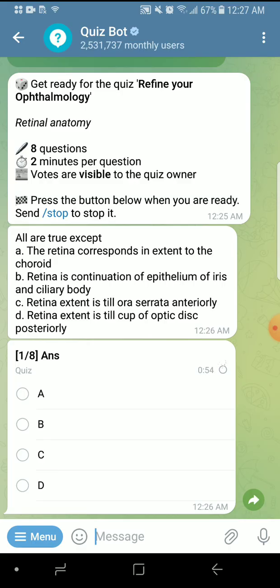So even if you don't know statement number B or statement number A, C and D statements you should have known. And what is the extent of the retina? Because that's the first statement you study in the retina. That retina extends from the ora serrata to optic disc margins, not till the cup of the optic disc. It is still margins of the optic disc. And that is the answer of the first question.